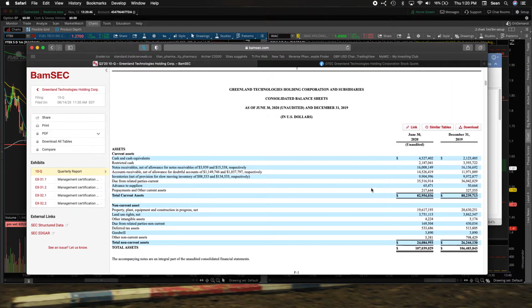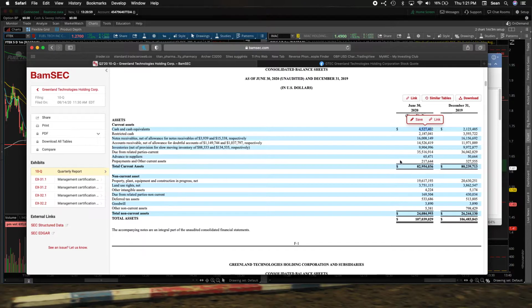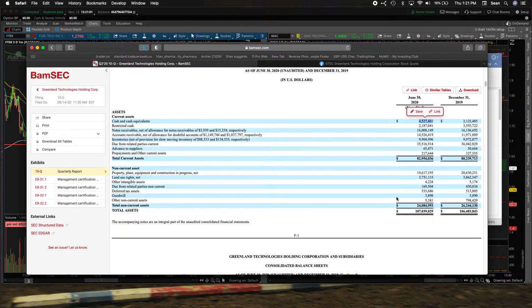Do they have cash? Oh, look at this. They got 4 million cash. That's a lot of cash for the company. If you want to go look at the current assets, they also have like 82 million here, but that's another story. So what are we going to do here?